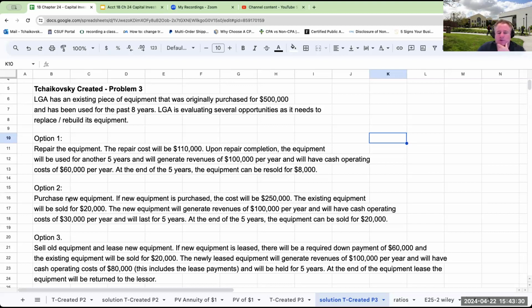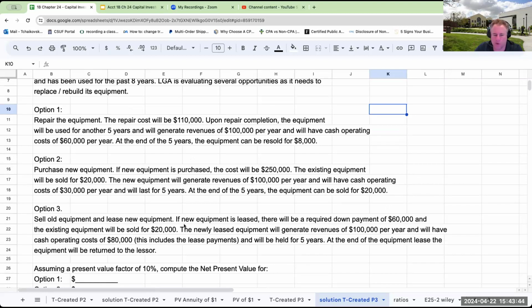Next, we have purchase new equipment. If the new equipment is purchased, the cost will be $250,000. The existing equipment will be sold for $20,000. The new equipment would generate revenues of about $100,000 per year. We'll have cash operating costs of $30,000 and it will last for 5 years. At the end of the 5 years, the equipment can be sold for $20,000.